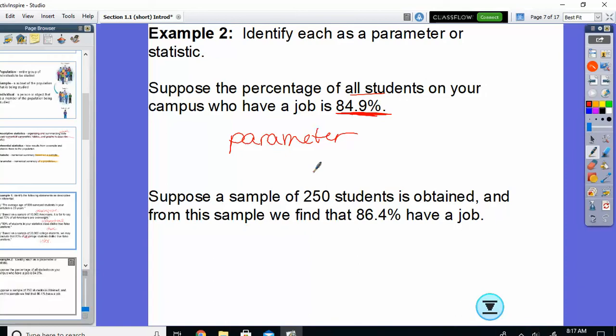All right, next. Suppose a sample of 250 students is obtained, and from the sample we find that 86.4% have a job. Statistic, this is a sample. We weren't talking about everybody, we were just looking at our sample, so that makes it a statistic.